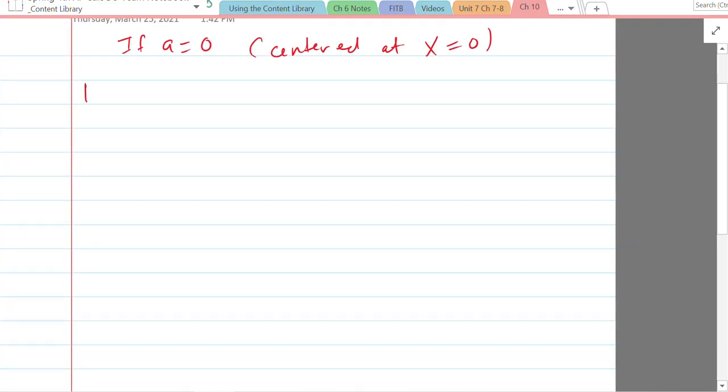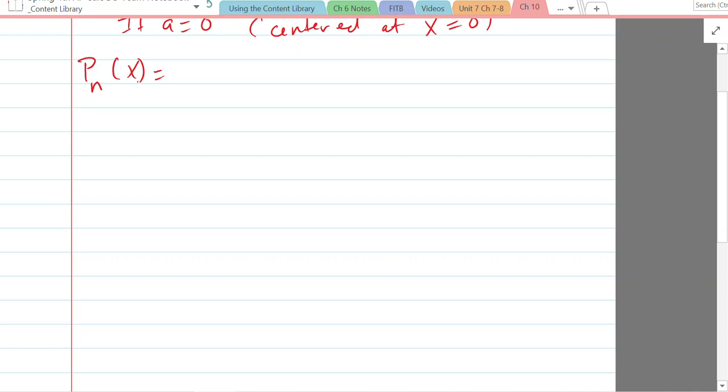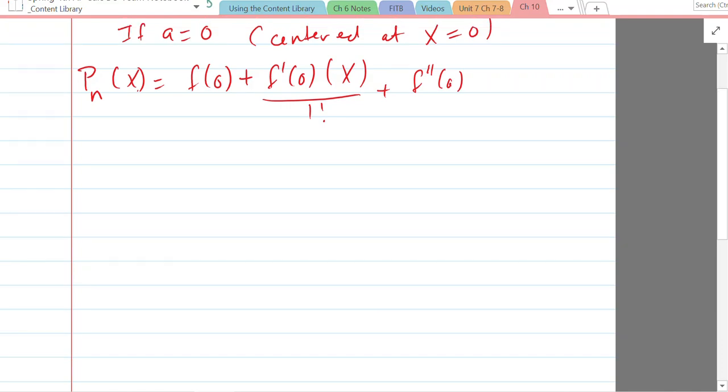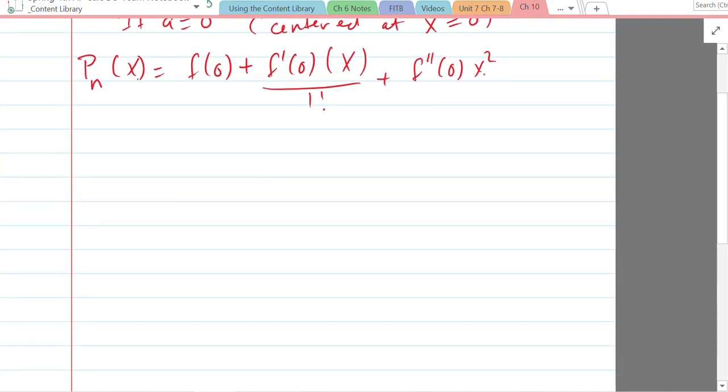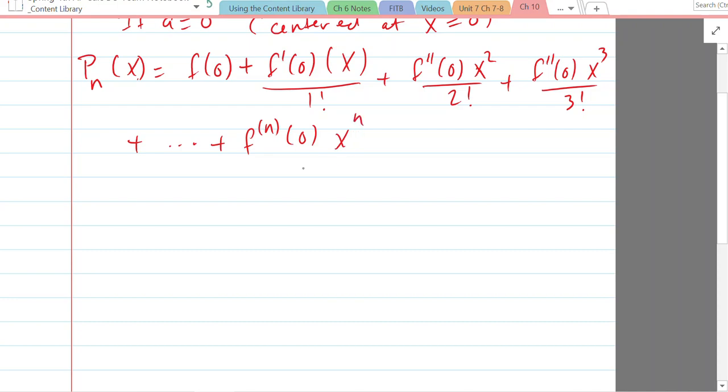All right, for the Maclaurin series, the nth order polynomial or nth degree polynomial is equal to f evaluated at 0 plus the first derivative at 0 times x minus 0, so it's just x over 1 factorial, plus the second derivative at 0 times x squared over 2 factorial, plus the third derivative at 0 times x cubed over 3 factorial, plus dot dot dot, plus the nth order derivative evaluated at 0 times x to the nth power over n factorial.